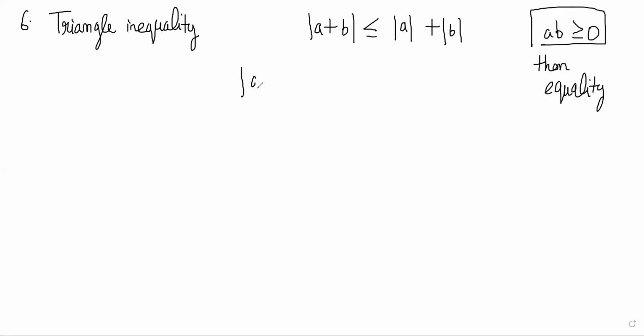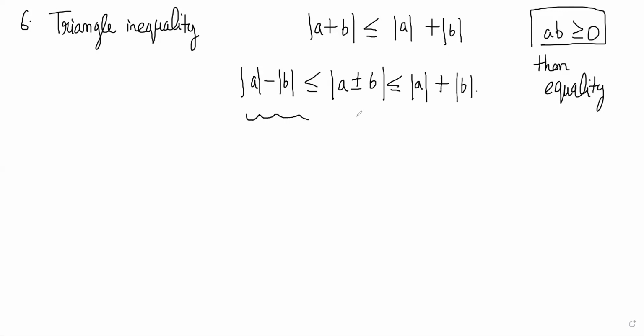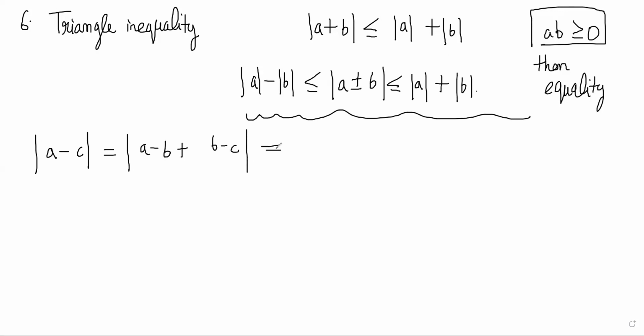Similarly, you can also say that mod of A minus mod of B is less than or equal to mod of A plus minus B, less than or equal to mod of A plus mod of B. So this is the generalization of the Cauchy triangle inequality. Another variant of this sometimes is useful. We can say A minus C is equal to A minus B plus B minus C, and that will be less than or equal to mod of A minus B plus mod of B minus C. That is basically splitting A minus C like this and saying that it is less than or equal to these two, right?